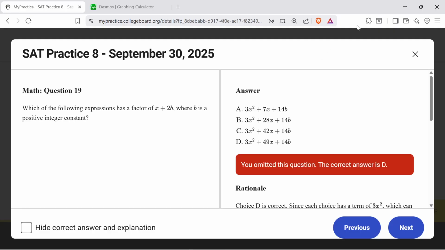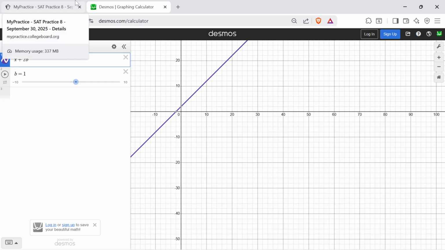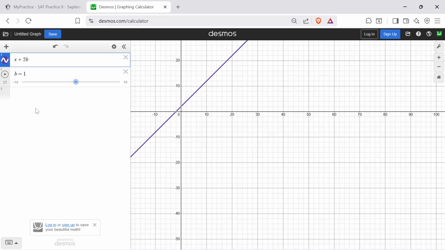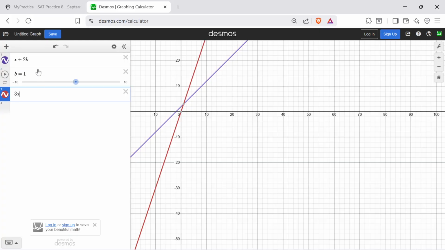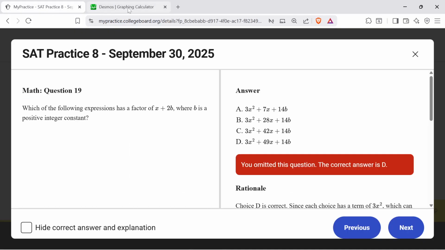So this says, which of the following expressions has a factor of x plus 2b, where b is a positive integer constant? So I'm going to put x plus 2b, and I'll make a slider for b. And positive integer constants are 1, 2, 3, 4. So I don't want to go below b is 1. And now let me try the different equations. 3x squared plus 7x plus 14b.